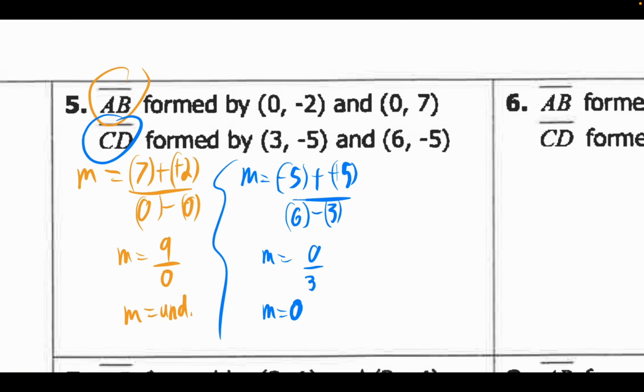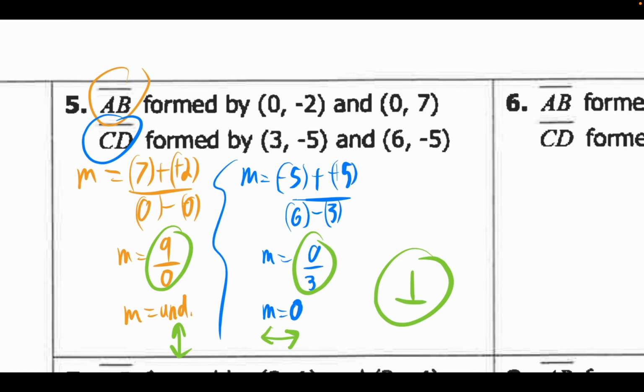And we talked about how this one's a vertical line, and this one's a horizontal line, thus making them perpendicular. And 0 over a number compared to a number divided by 0, reciprocals. Even if the number wasn't technically the same, doesn't matter.